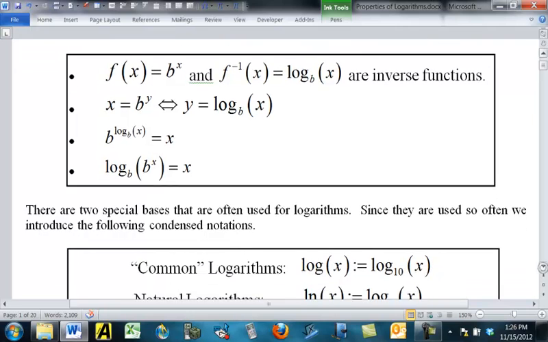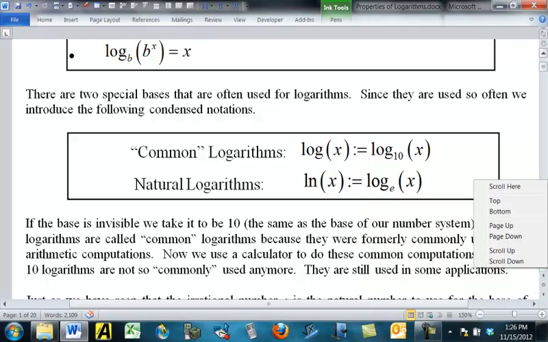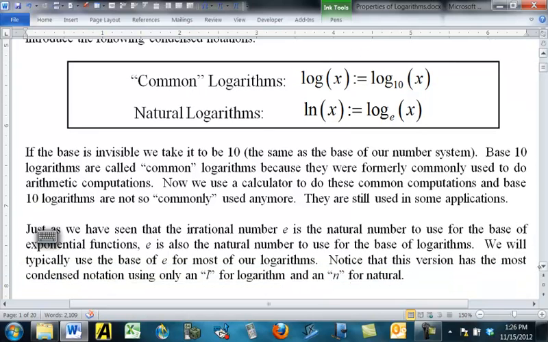Now, there are two special bases that we sometimes use for logarithms, and so we're going to have some special shorthand notation for them. They're base 10 and base e logarithms. If you just see log of x and no base is visible, that base is base 10. We always have all kinds of invisible things. If you just have x, then the invisible exponent is 1, or the invisible denominator is 1. So the invisible base here is 10, and that's called a common logarithm.